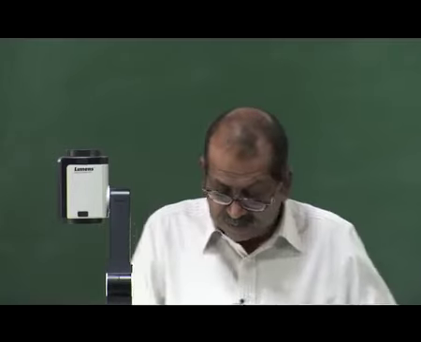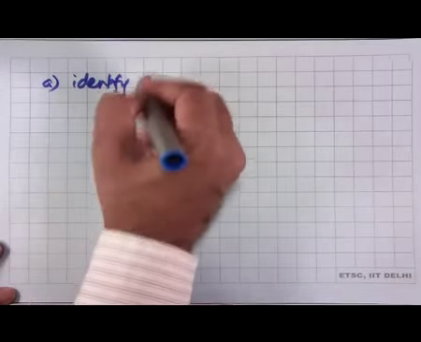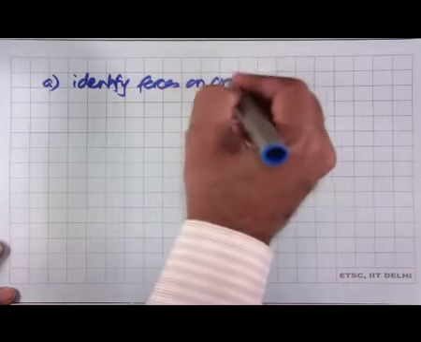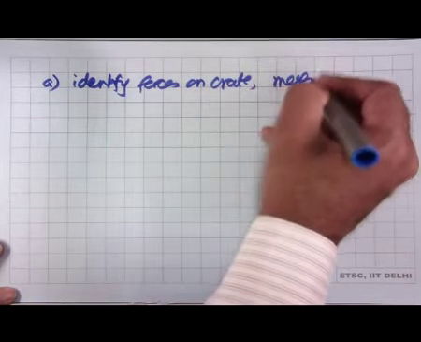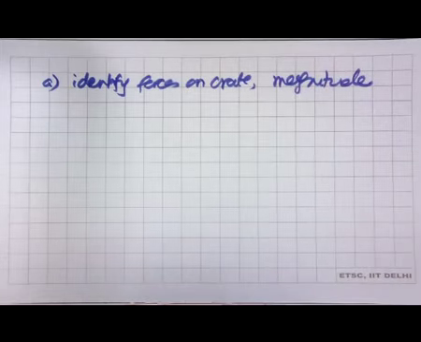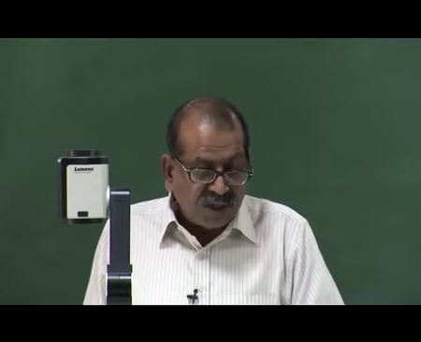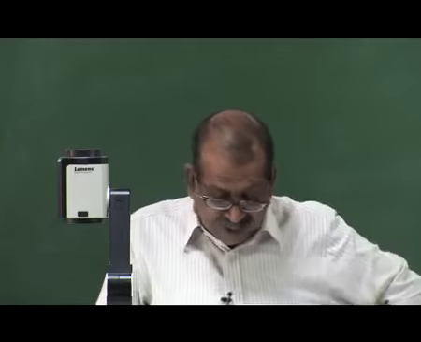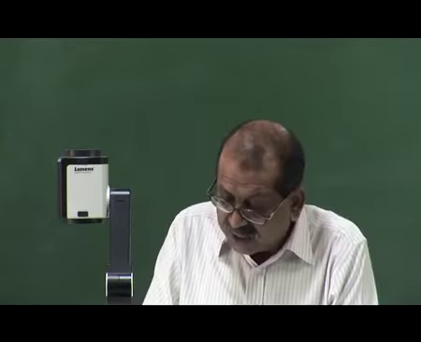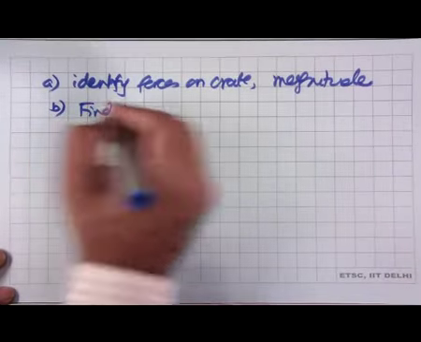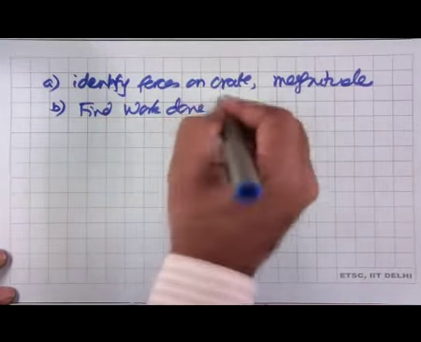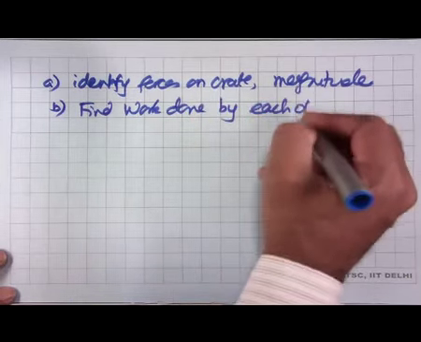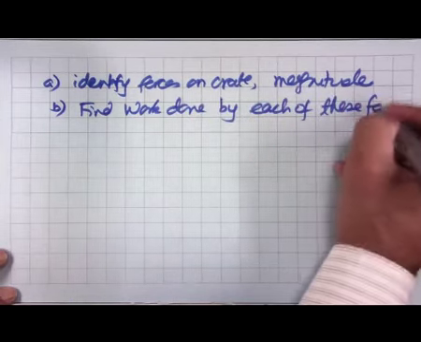Now, once again the question says, let us try to identify the different forces on the crate and their magnitude in terms of the given quantities. We have the mass m given, gravity of course is there, the distance d is given, and the coefficient of friction mu k is given. So, we have to identify the forces on the crate, and then we have to find the work done by each of these forces.